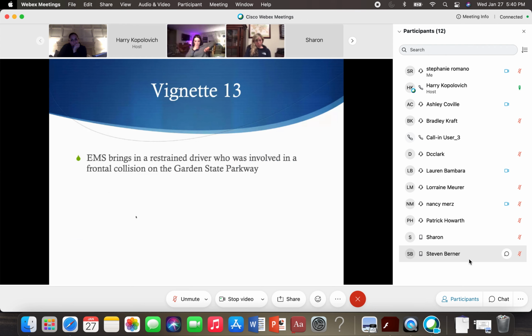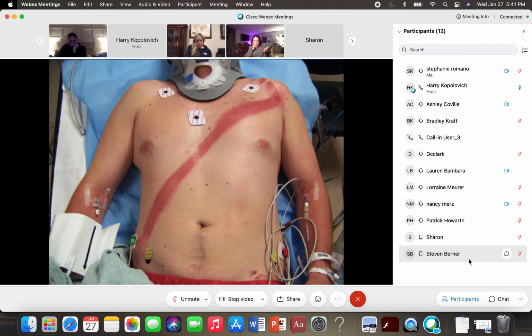Okay. EMS 13. EMS brings in a restrained driver who EMS tells us was involved in a frontal collision on the Garden State Parkway a short while before arriving to the ED. And you see this on the patient when you get him undressed. What do we call this sign? Seatbelt sign.